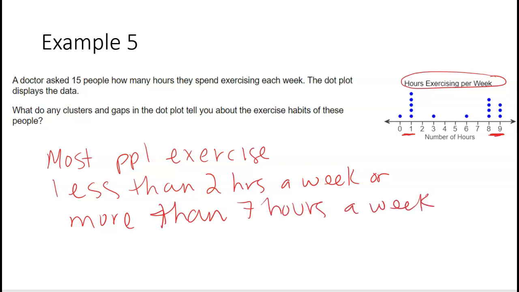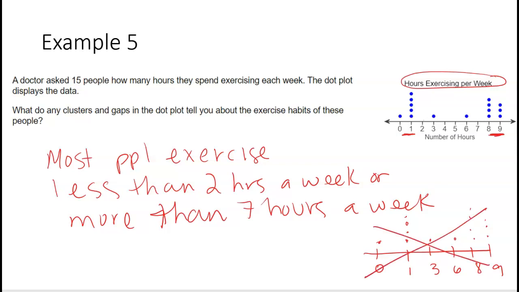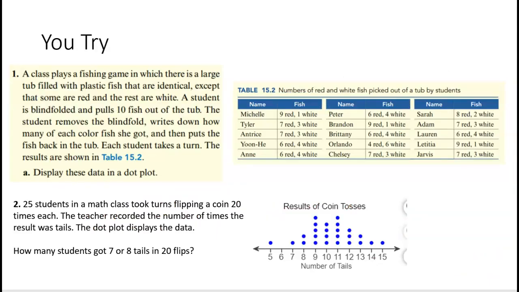And see how they don't have any data there, but it would be misleading if we did this. See how I'm skipping numbers? I don't know how many are there, but it would be misleading because it would look like people exercise every day of the week or every hour. There are no gaps or clusters. So you want to make sure that you're putting those spaces when you don't have the data. So go ahead and complete these 2 Try Its and then press play when you're ready to see the solution.